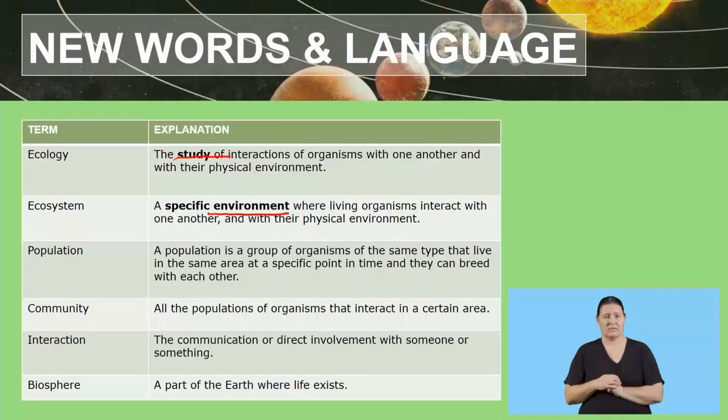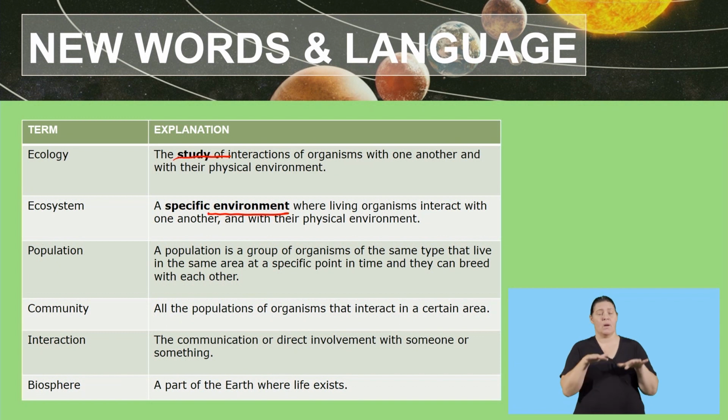The third term that you are going to come across is population. Population is a group of organisms of the same type that live in the same area at a specific time, and they can breed with one another. So a population refers to species of the same organisms or organisms of the same species, rather.